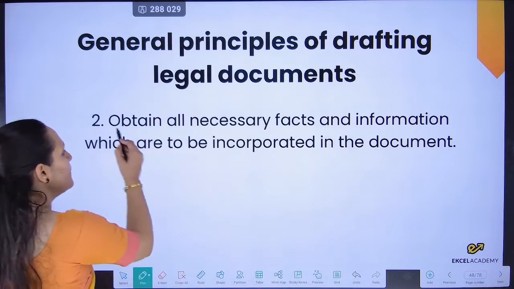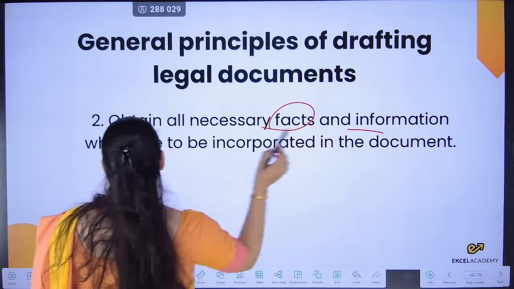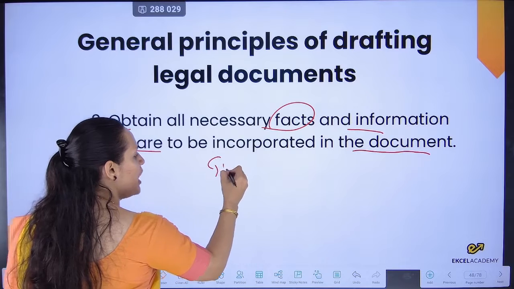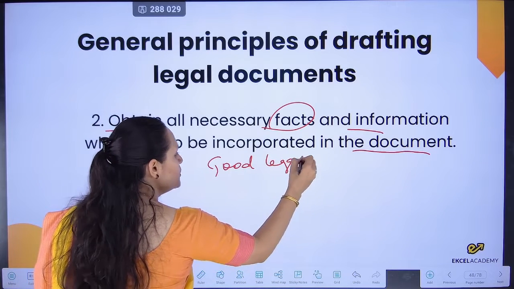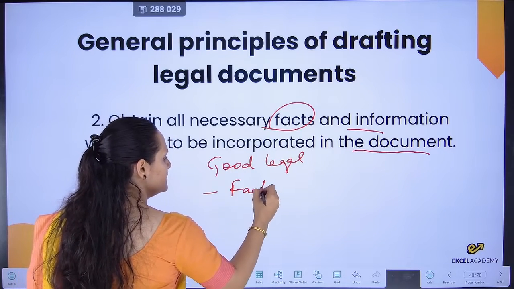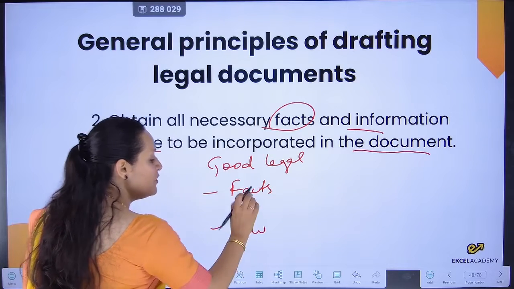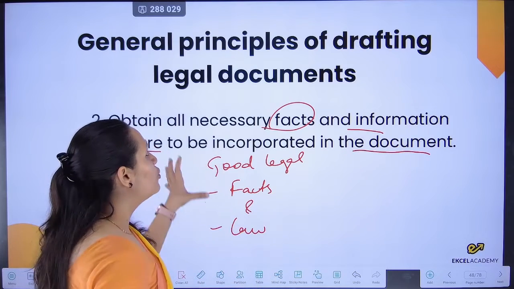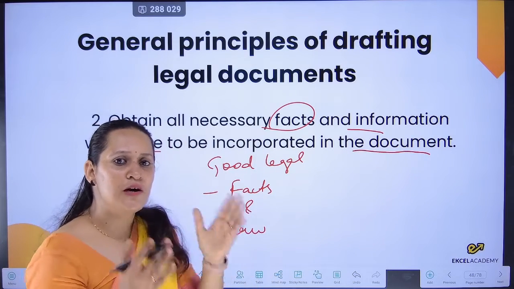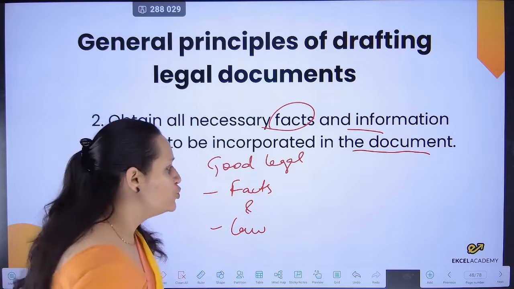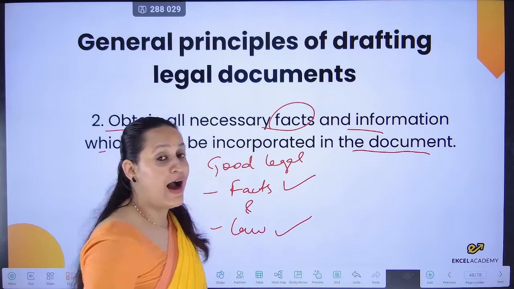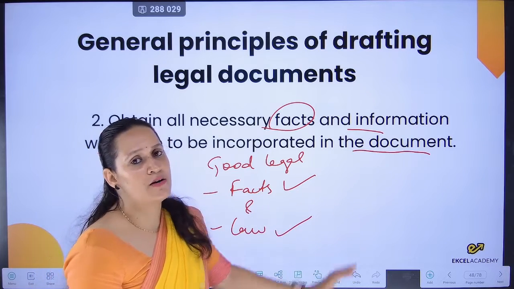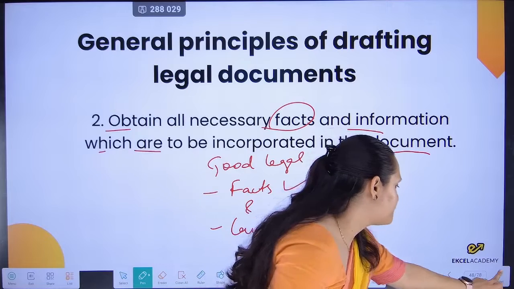Second, obtain all necessary facts and information which are to be incorporated in the document. Like I told you, if you want to draft a good legal document, two things are very important: the facts and the law. If you don't know even one of them, your document is not going to be 100% accurate. So if you want to draft a legal document, the first and foremost thing that you should get access to is the facts of the case, and then analyze what laws are applicable to that particular situation, and then start drafting your legal document.